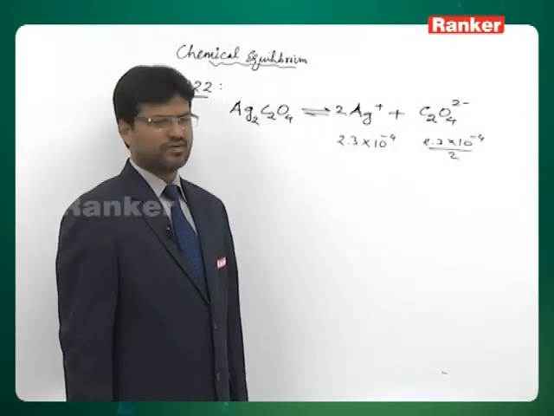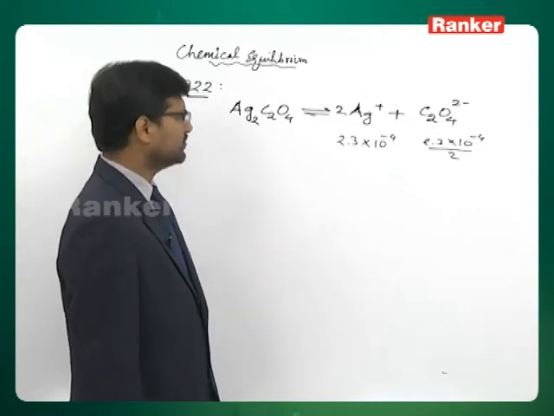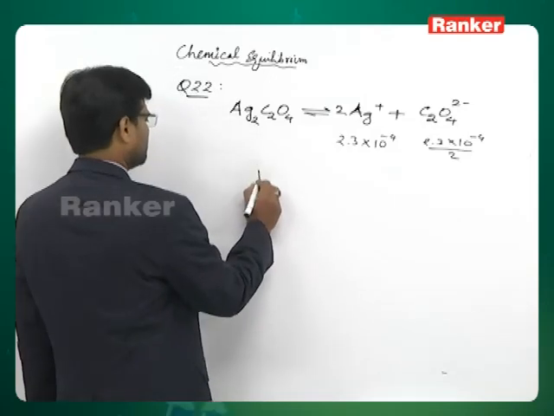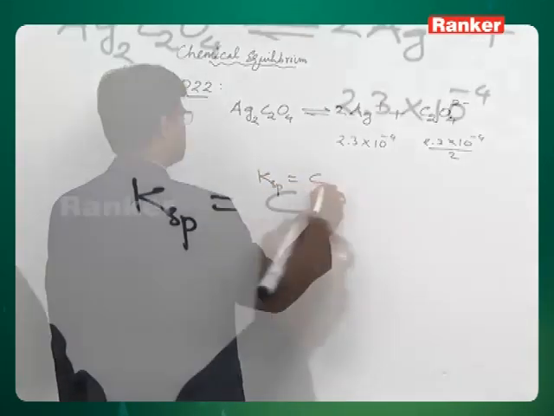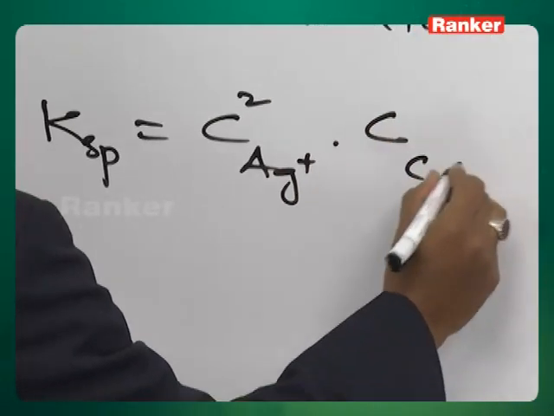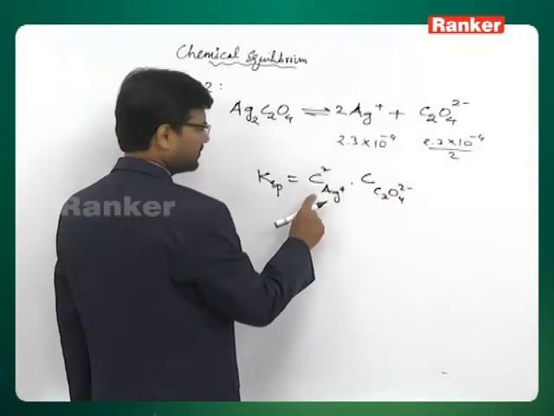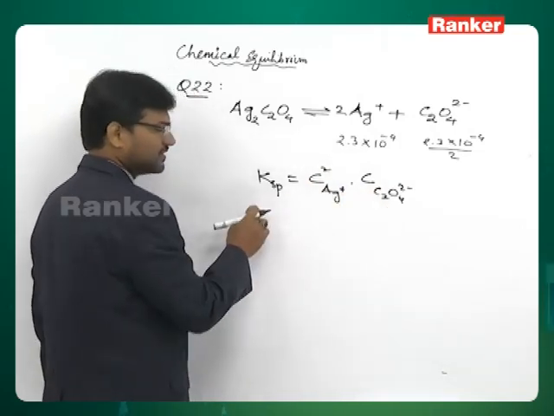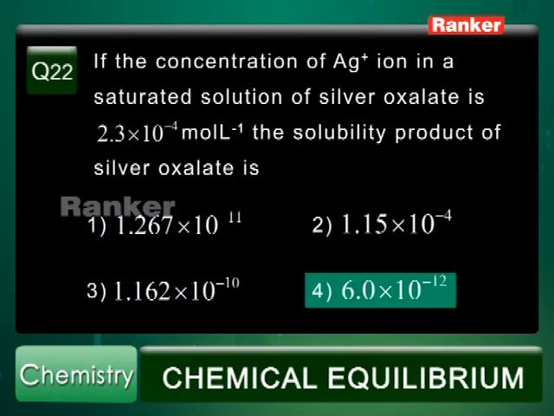Now you are asked to find out the solubility product. So putting this and this value in the expression, Ksp is equal to the concentration of Ag+ squared into the concentration of C2O4 2 minus. The product of these two will give Ksp, and the answer comes to 6 into 10 raised to minus 12, fourth option.